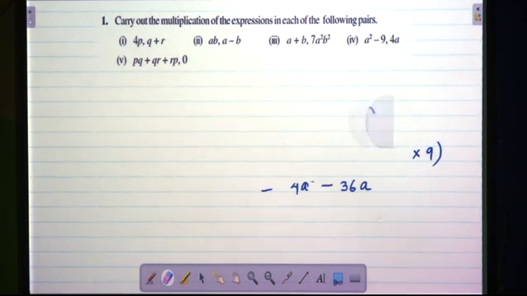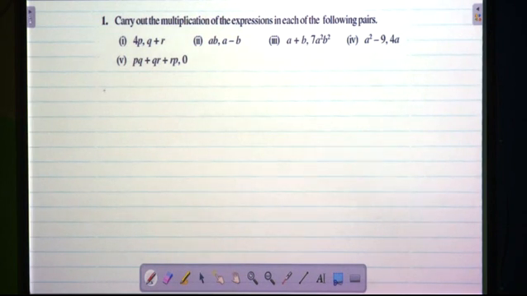What are the expressions in the fifth sum? The first expression is pq plus qr plus rp. And what about the second expression? It is 0, means we have to multiply by 0. Okay. Let us write the question.